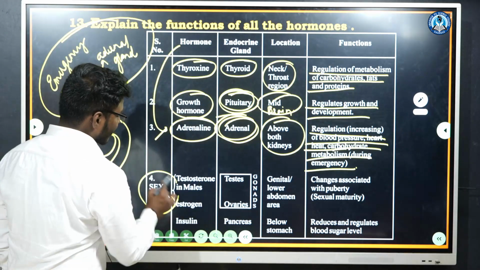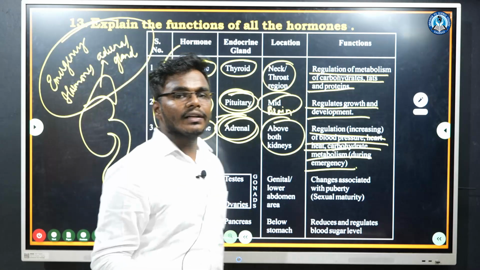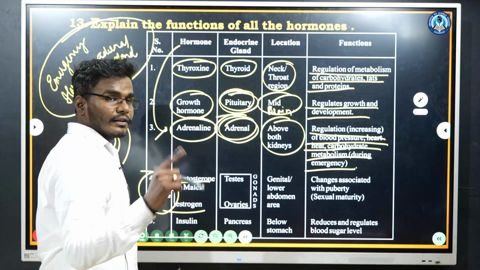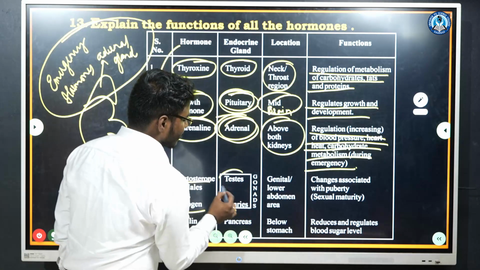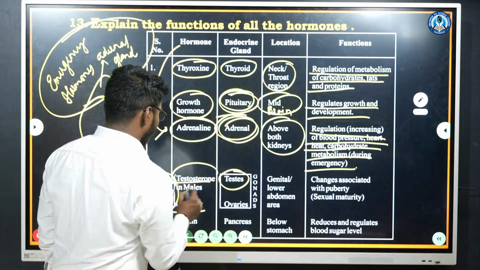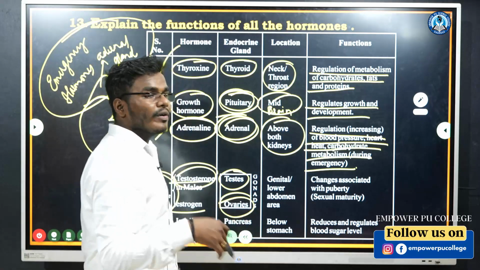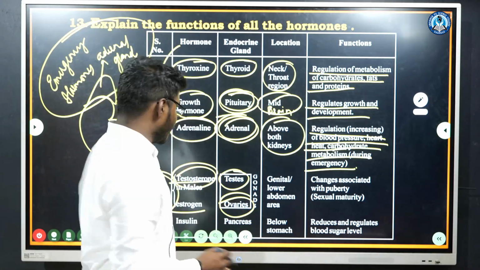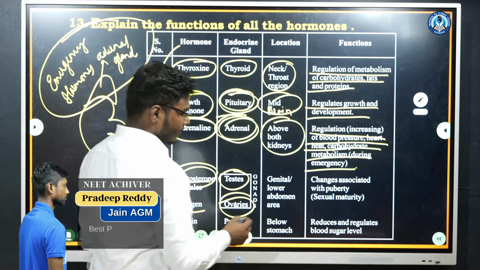So next one is the sex hormone, that is testosterone and estrogen. In case of males, during the time of puberty, at the age of 14, the male testis will develop and they produce a hormone called testosterone. Whereas in females, ovaries develop. They produce estrogen. Male produce testosterone, female produce estrogen.